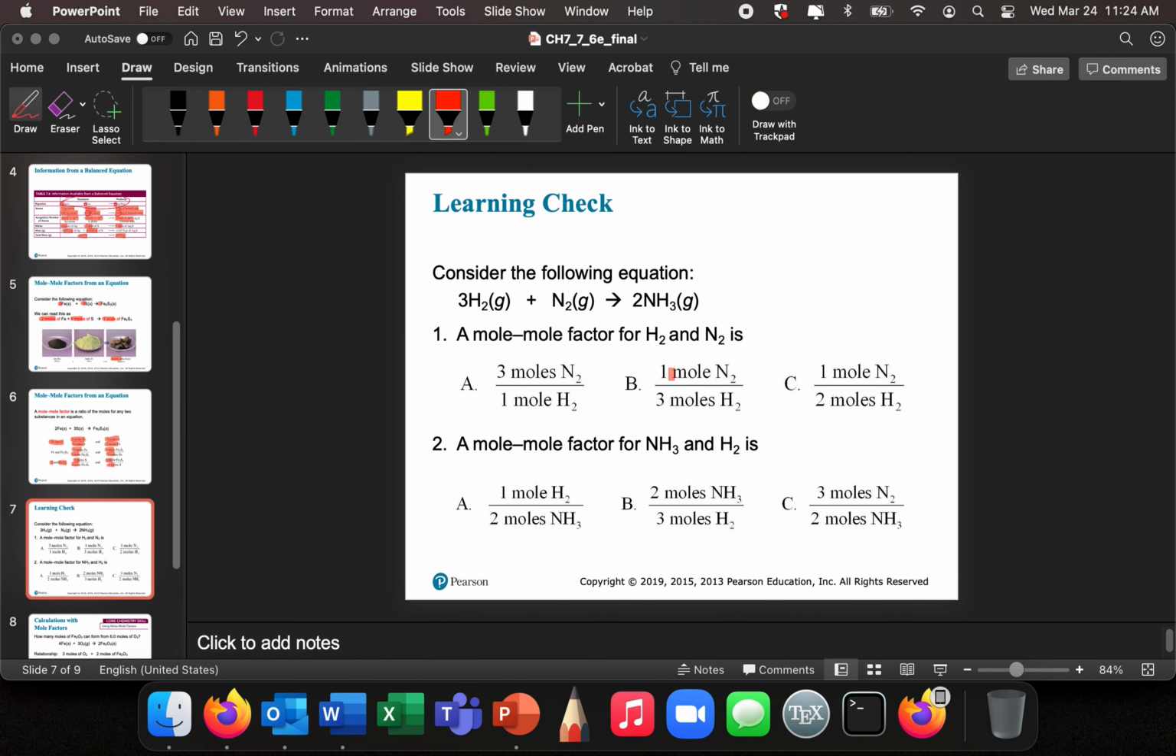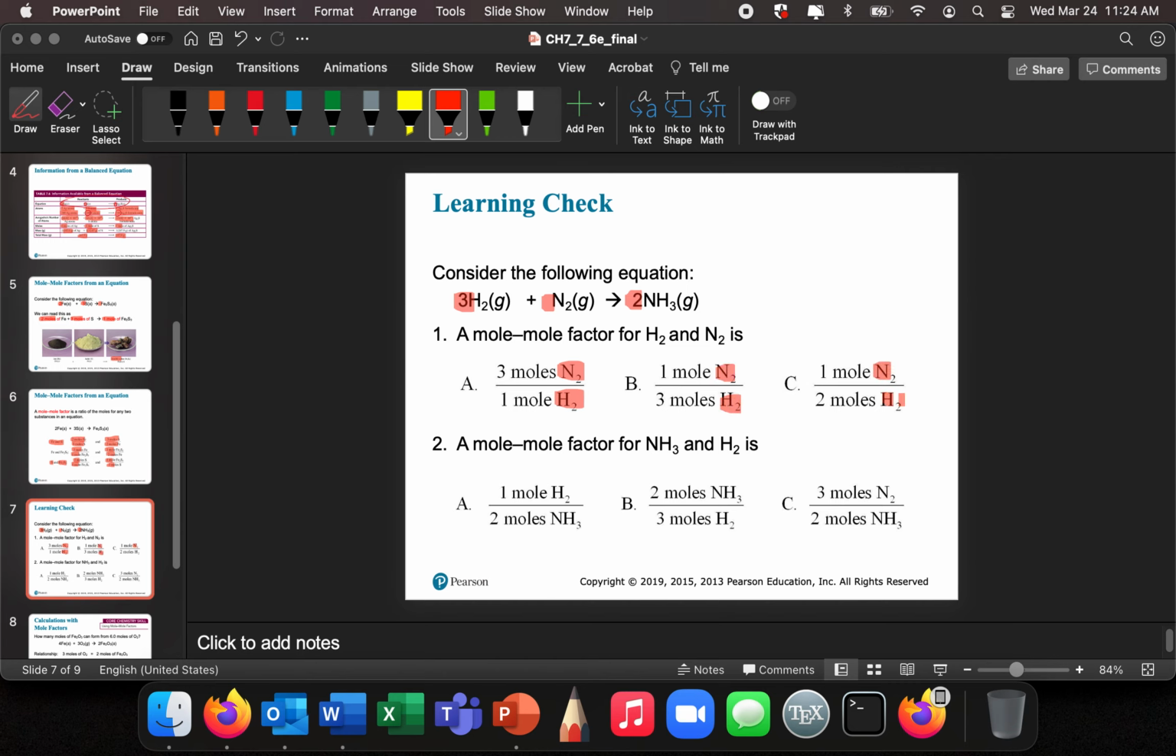Okay, so let's do a learning check now, to help you with this. All right, consider the following reaction: 3 moles of hydrogen and 1 mole of nitrogen gives 2 moles of ammonia. Okay, the mole factor for hydrogen and nitrogen is going to be nitrogen and hydrogen.